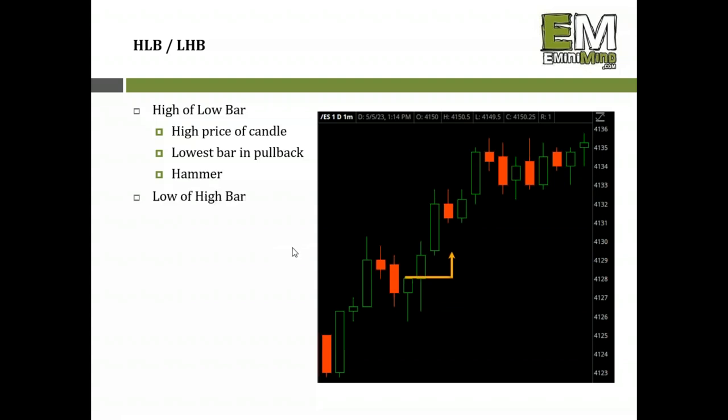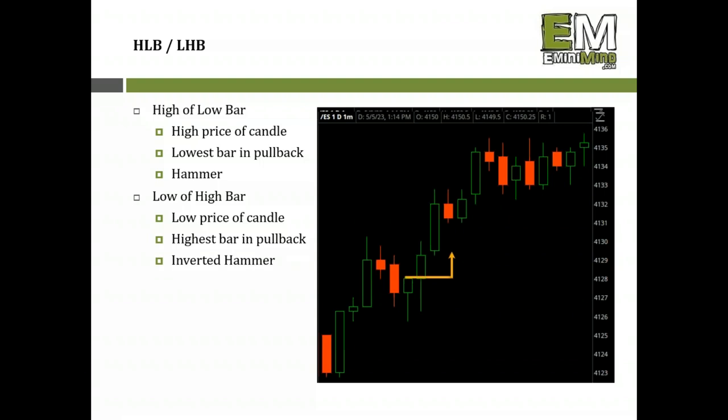So high of low bar, the highest price of the lowest candle in the pullback, and then you can kind of guess with the low of high bar, it's just the other way around, the lowest price of the highest bar in the pullback. And so there we'd be looking for an inverted hammer. And I've got some more examples of that here as we go.